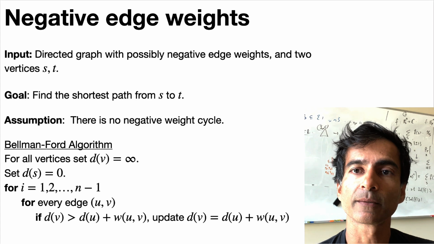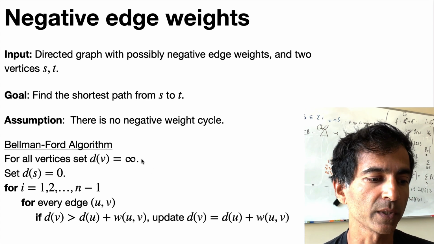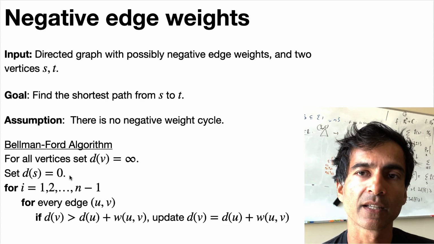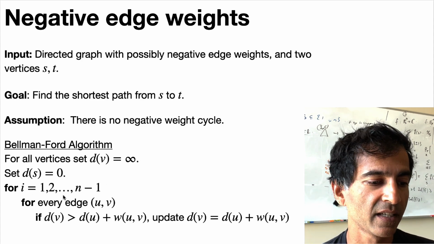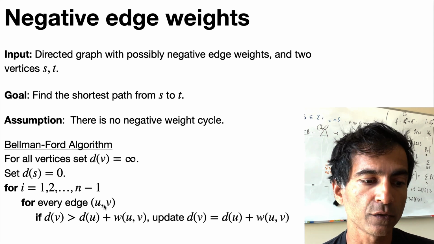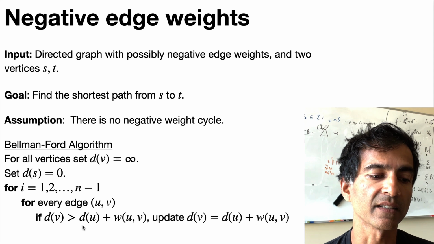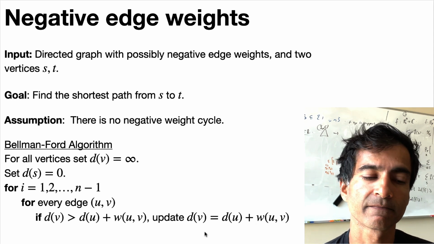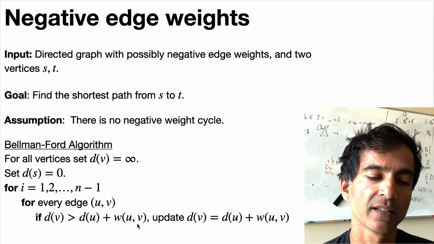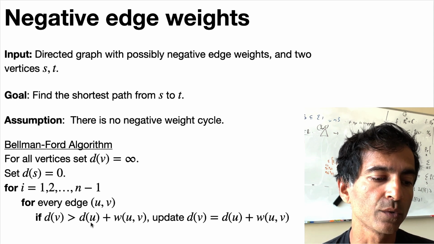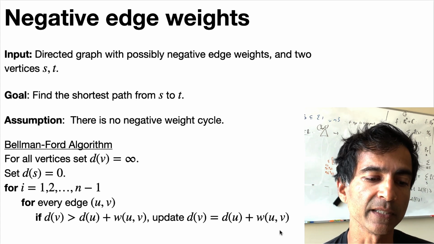Then the Bellman-Ford algorithm is very simple. It looks like this. You set dv to be infinite to start out with, and ds to be 0. And the algorithm proceeds in n-1 rounds. In each round, you run over all the edges uv and update that edge according to this rule. If dv is bigger than du plus wuv, meaning that there is a new shorter path, then you change dv to be du plus wuv.